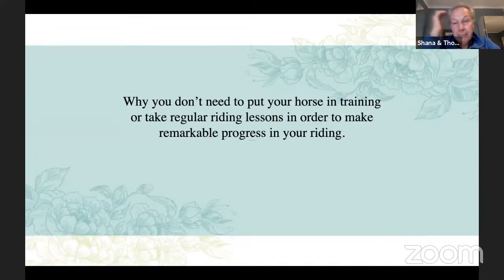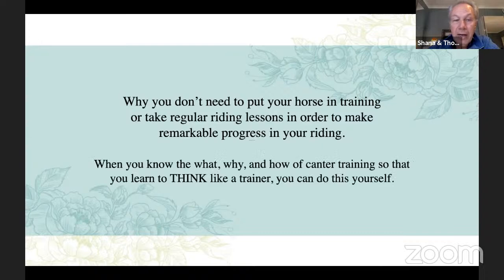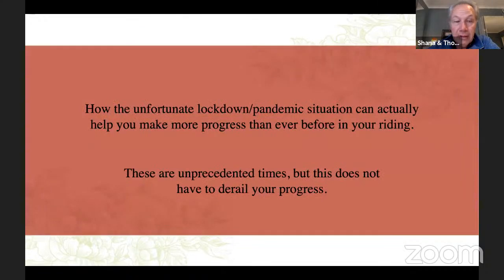And yeah, you don't need to put the horse in training, or you don't even need to take regular riding lessons in order to make progress with your horse's training. You have to know the what, why, how, right? So all the things that we've mentioned, and then yeah, you learn to think like a trainer, and then you can learn to do this yourself, right?